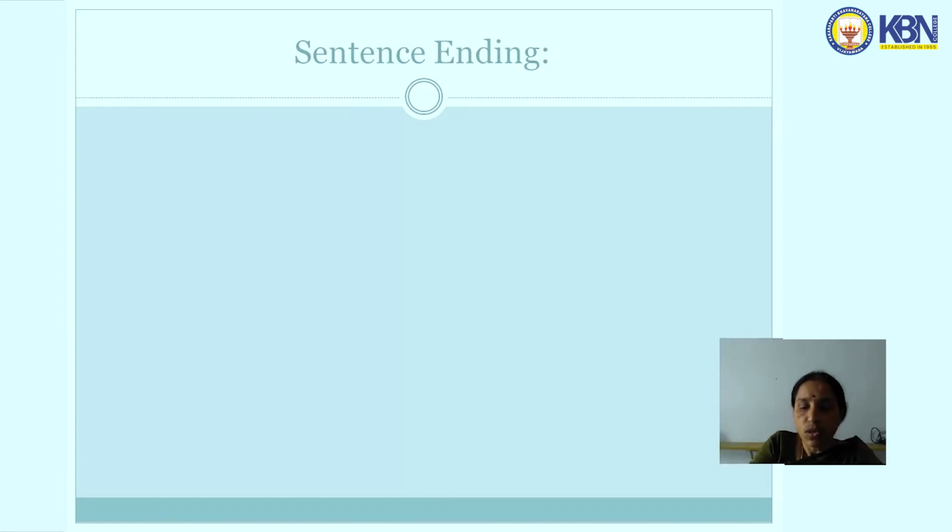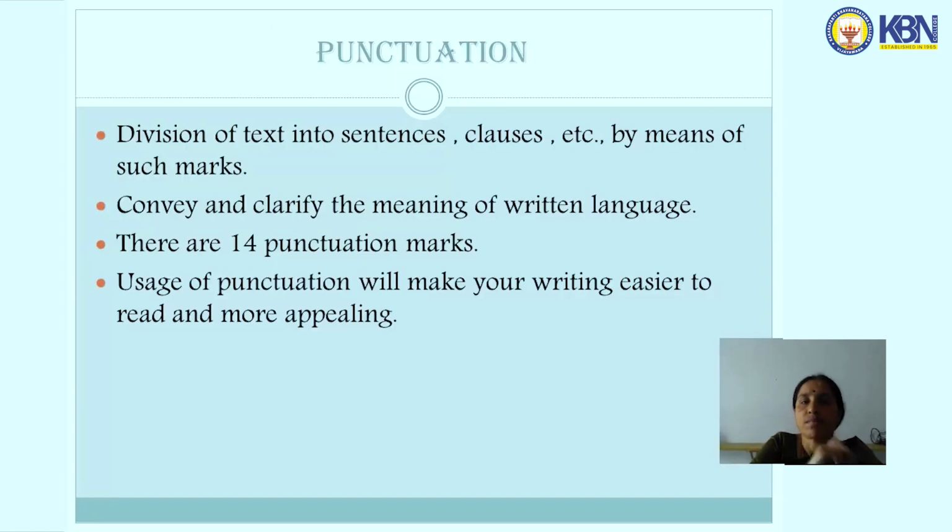Now why do we use these punctuation marks? In order to divide the text into sentences, clauses, etc., we use such punctuation marks. And in order to convey and clarify the meaning of the written language also, we have to use these punctuation marks. As I said before, there are 14 punctuation marks basically, and the usage of punctuation will help you to convey the meaning through writing easier, and to read also it becomes more appealing.